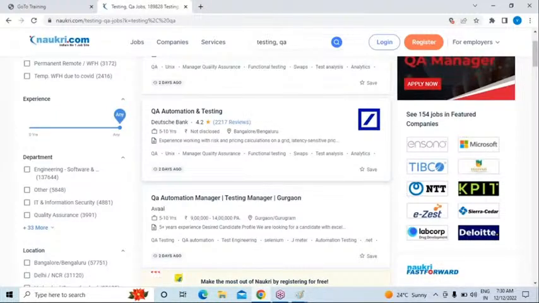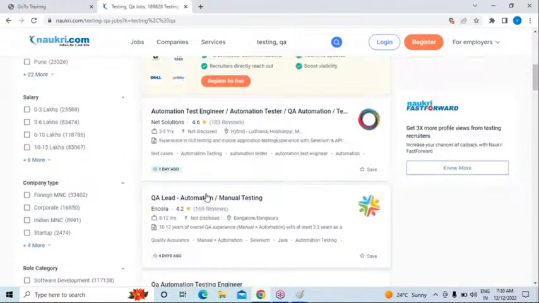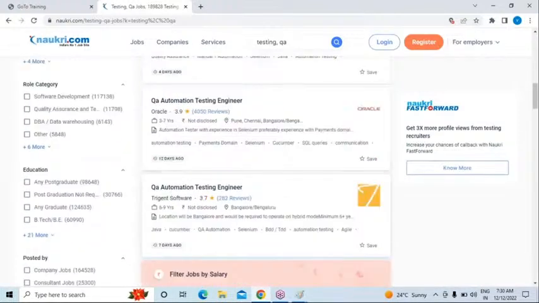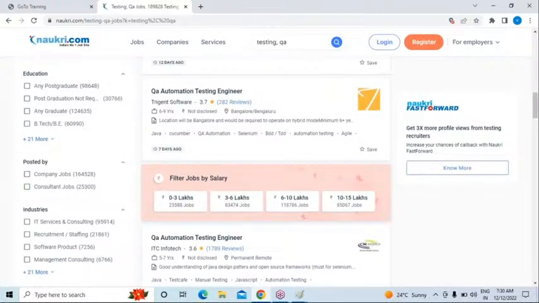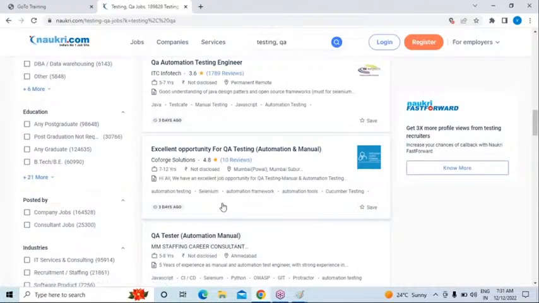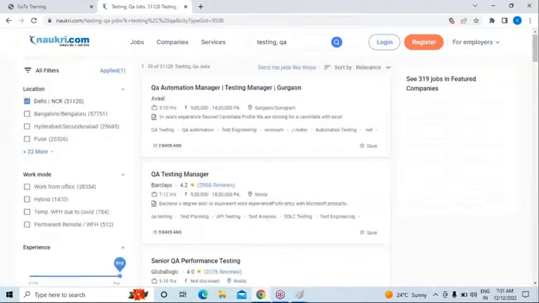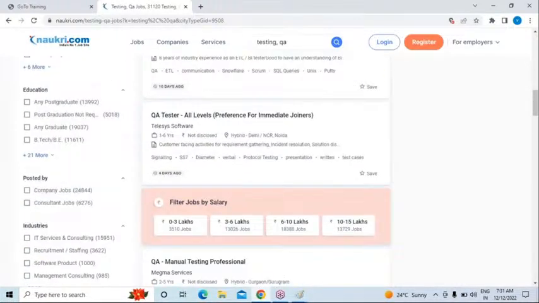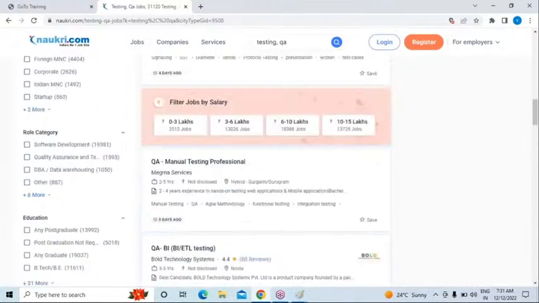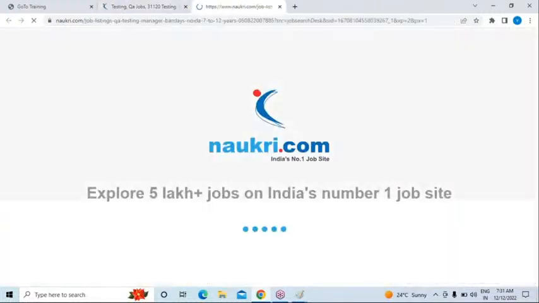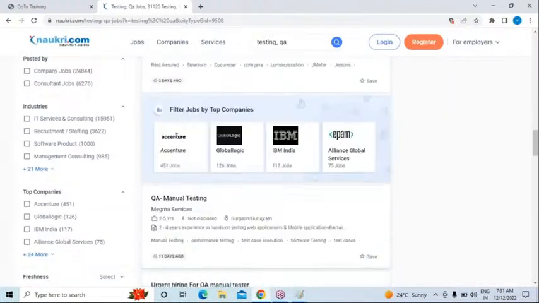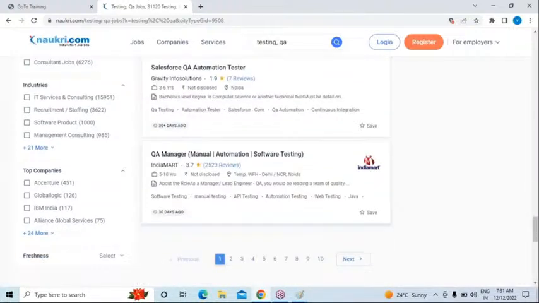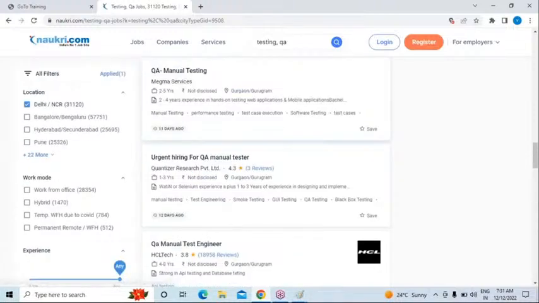Just 2 days ago they posted this. See, 1 day ago they posted this automation test engineer. So there are huge openings on the testing side. So you no need to worry about it. See this. There are a number of vacancies. That's the reason people are learning these courses. They will definitely get a job, because whenever the development is there, definitely the testing is also going to be performed. So this is the basic introduction about the market for testing. So why we are choosing these testing tools.